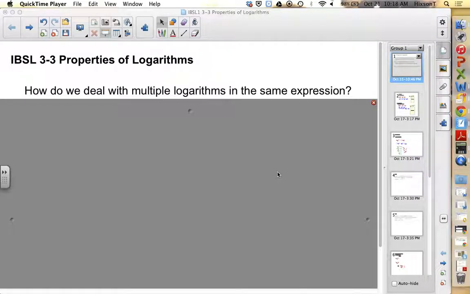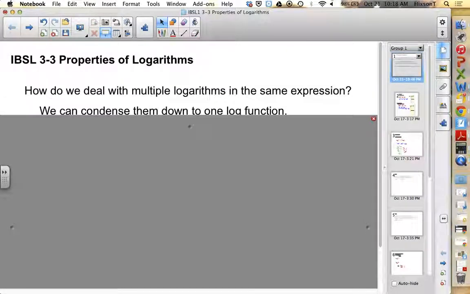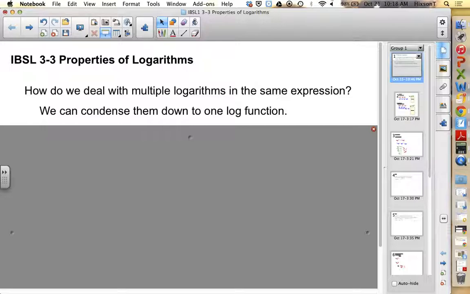Alright, so looking at 3.3, we're going to answer three main questions today. One is, how do we deal with multiple logarithms in the same expression? You know, log of this plus log of this minus log of this. The short answer is we're going to condense them down into one logarithmic function.